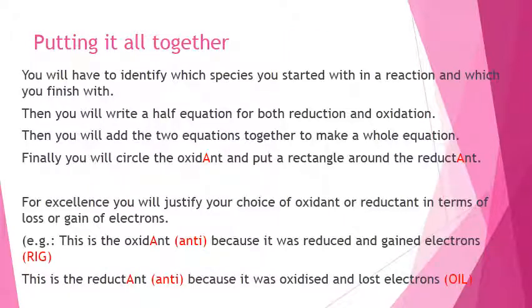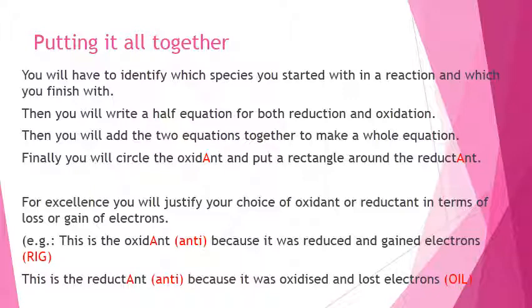Okay, so now we're going to pull it all together. For your unit standard, you're going to have to identify which species you started with in a reaction and which you will finish with. That's the first thing you're going to have to do. Then you'll have to write a half equation for reduction and oxidation steps. Then you'll add the two equations together to make a whole equation. That's going to be in your merit and excellence area, or more in your merit area. And finally, you will circle an oxidant and put a rectangle around the reductant.